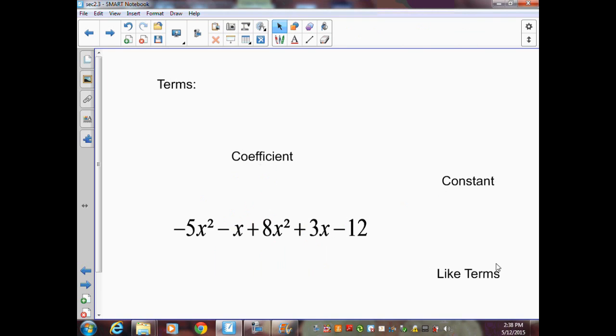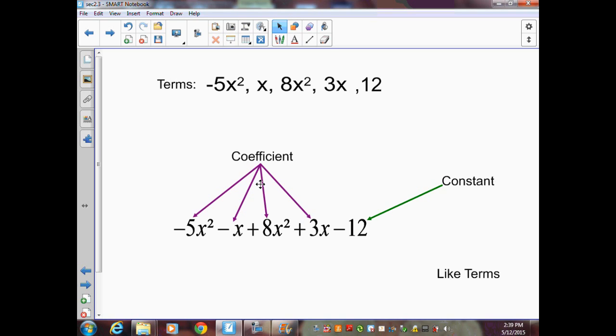Our next example, I have a negative 5x squared minus x plus 8x squared plus 3x minus 12. Let's identify the terms. And here we have a negative 5x squared, x, 8x squared, 3x, and 12. Of course, we know the constant is the negative 12. The 12 is a constant because there's no variable attached to it. The coefficients are the numbers that multiply the variable. Negative 5, negative 1. Remember, there's a 1 here. It's not shown, there's a 1.